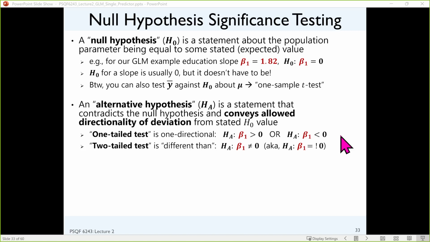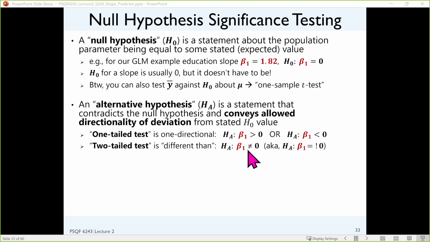Because in most circumstances, a negative slope is a meaningful thing and a positive slope is a meaningful thing. And I am unwilling to cut off either of those possibilities to start with. I might hope that it's one or the other, but because both of them are meaningful, I would want to know about it.